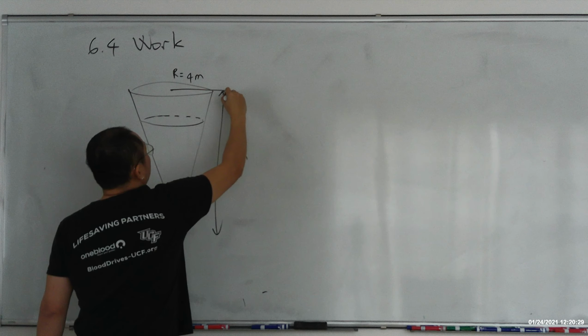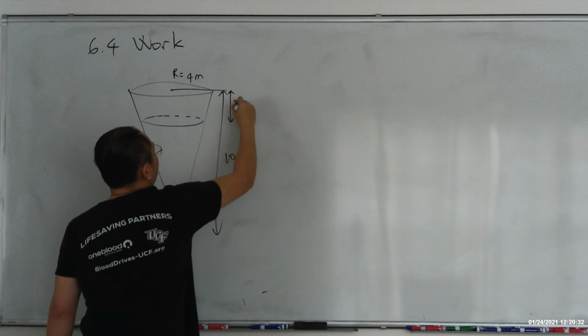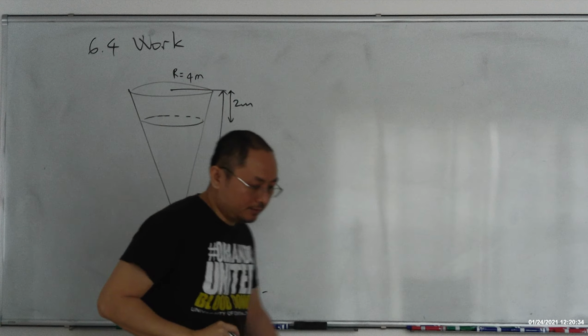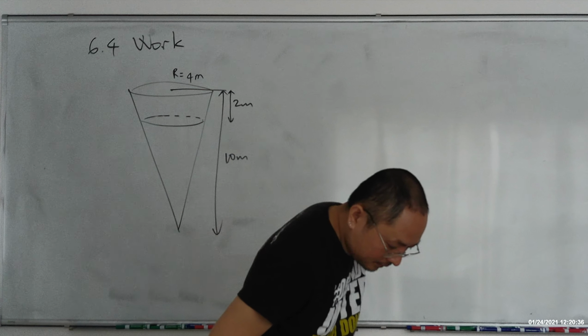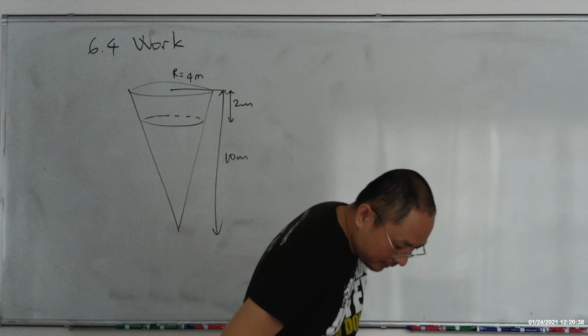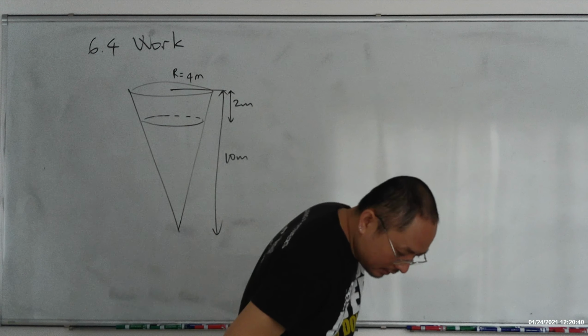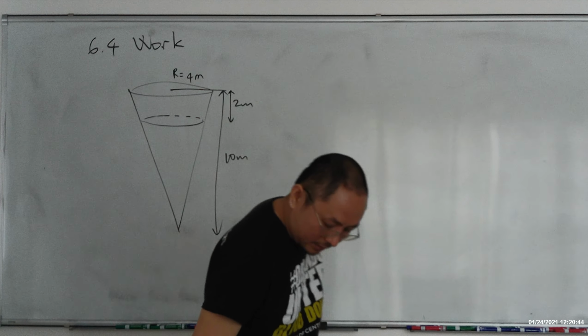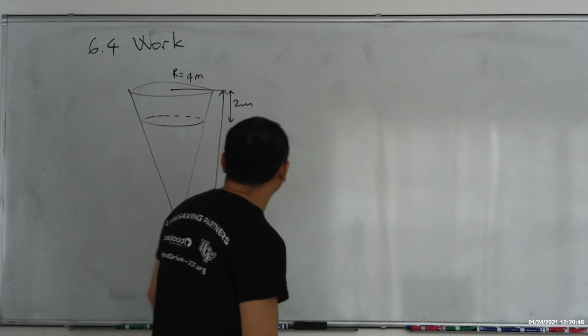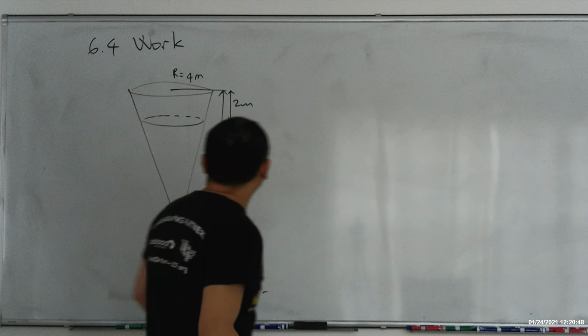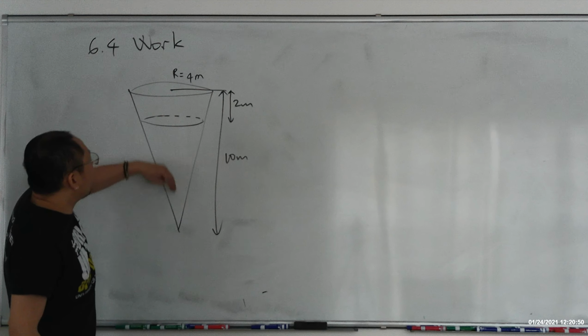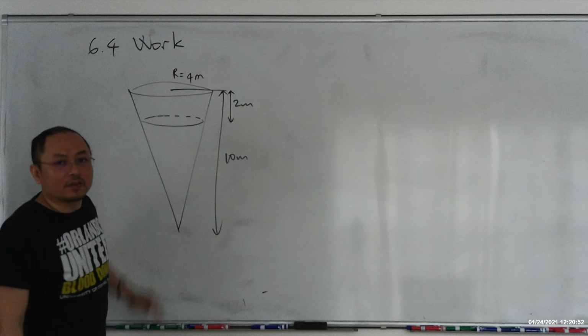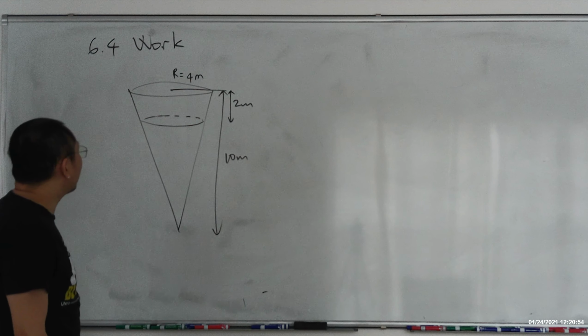The distance from the top of the tank to the surface of the liquid is 2 meters. It's water, right? And they ask you what? Find the work required to empty the tank by pumping it up. So your job is to take all the water out of the top of the tank. That was the idea.